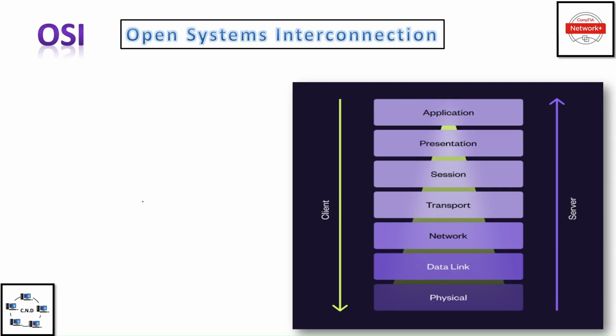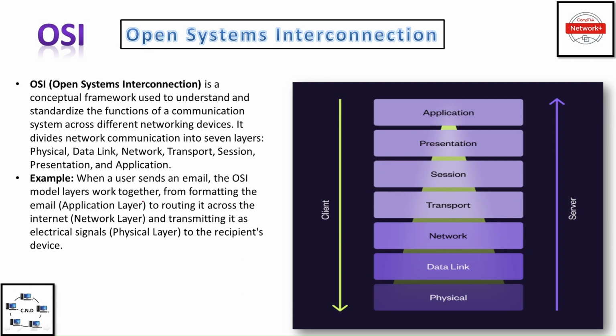OSI, that is Open System Interconnection. So OSI, Open Systems Interconnection, is a conceptual framework used to understand and standardize the function of a communication system across different networking devices. It divides network communication into 7 layers, namely the physical, data link, network, transport, session, presentation, and application.